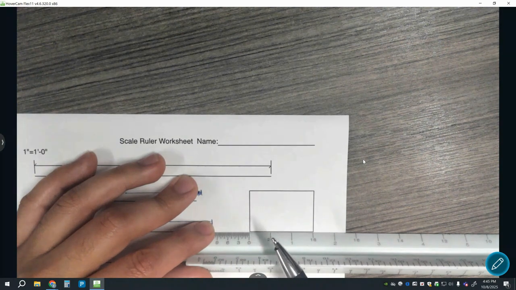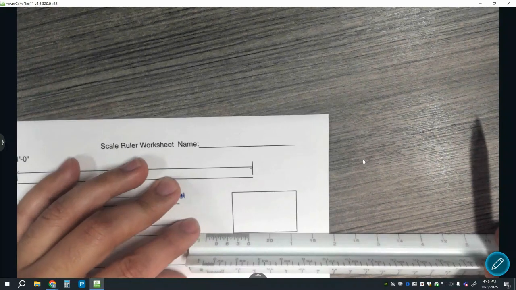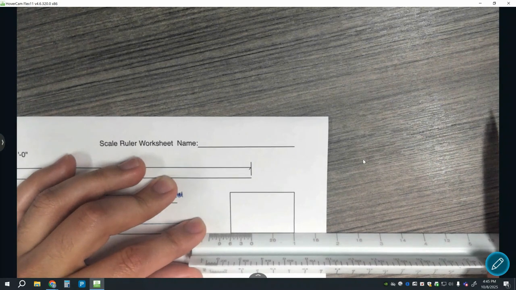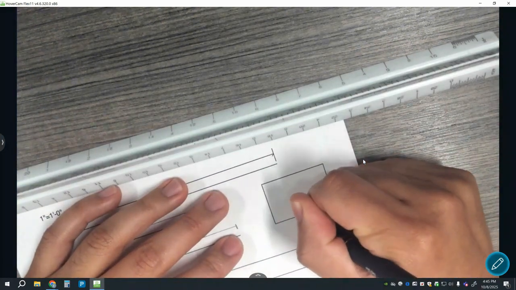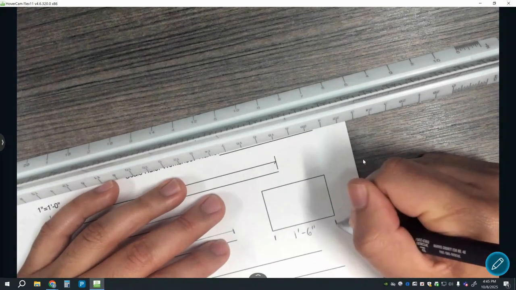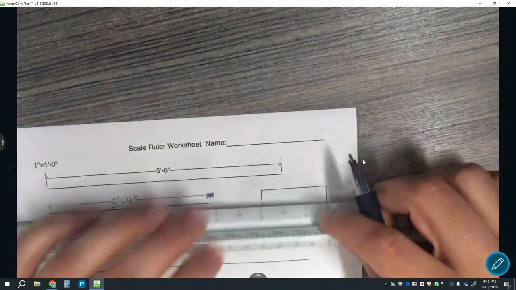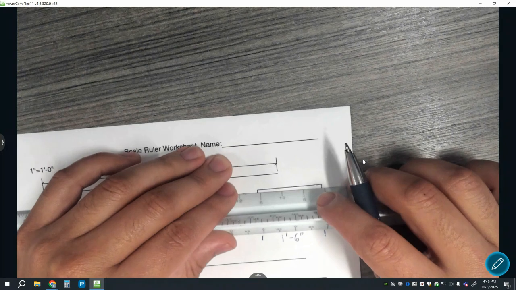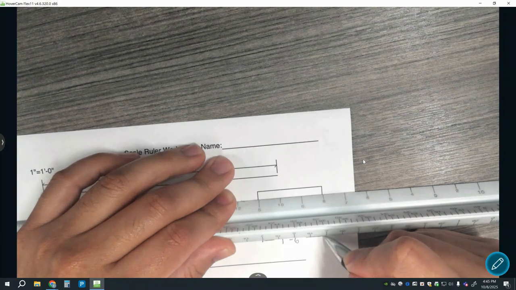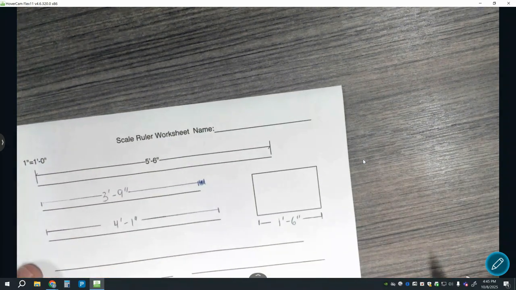So we're going to start from the 0 and measure over 1. It doesn't reach the 2, so we're going to scoot it over to the 1 foot mark right there. And that looks to be 1 foot and 6 inches. So we're going to go ahead and write that down. 1 foot, 6 inches. Once again, we're going to indicate the starting and the ending of that line. We're going to get our straight edge here. We're going to leave a little bit of space for our numbers. 1 foot and 6 inches.